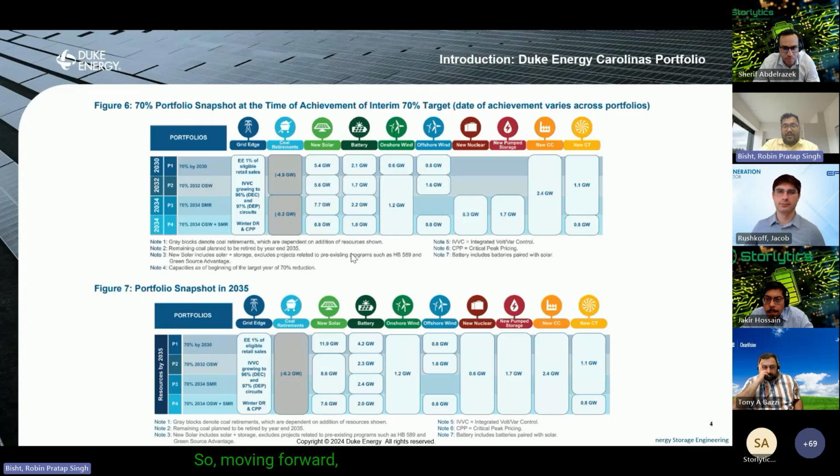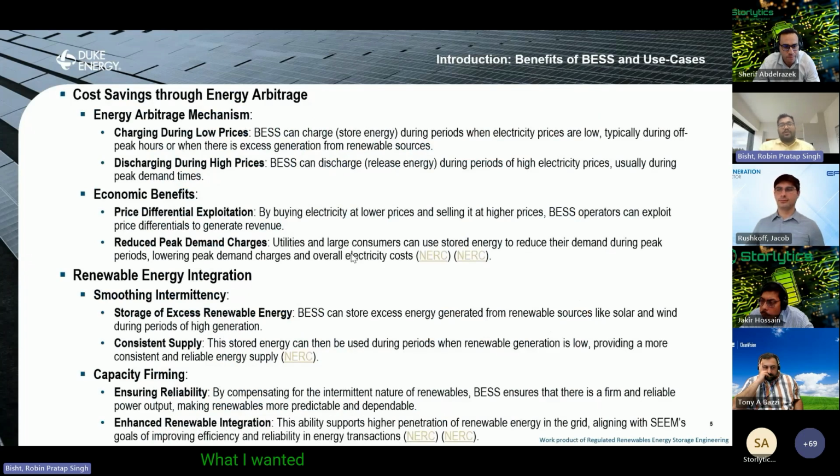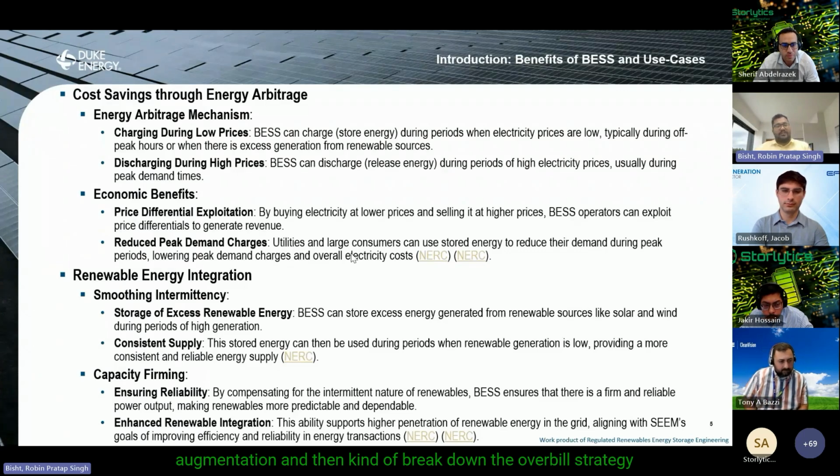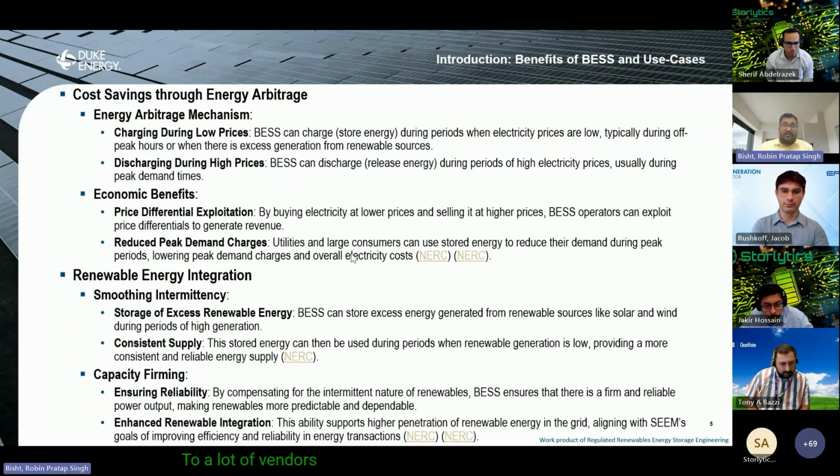So moving forward, we'll be having a lot of projects coming in. What I wanted to do is first go through the benefits of battery energy storage and what the use cases we are considering for our overbuild scenarios and our potential augmentation, and then break down the overbuild strategy and the different flavors of augmentation strategies that are out there. We've been speaking to a lot of vendors to get some insight on what our industry peers are looking at and try to weigh the pros and cons of the different strategies that we've heard about.